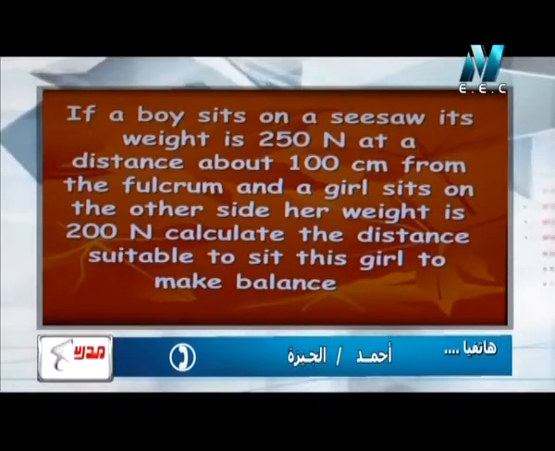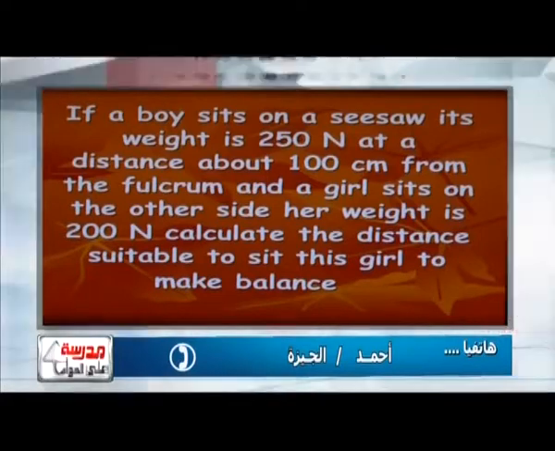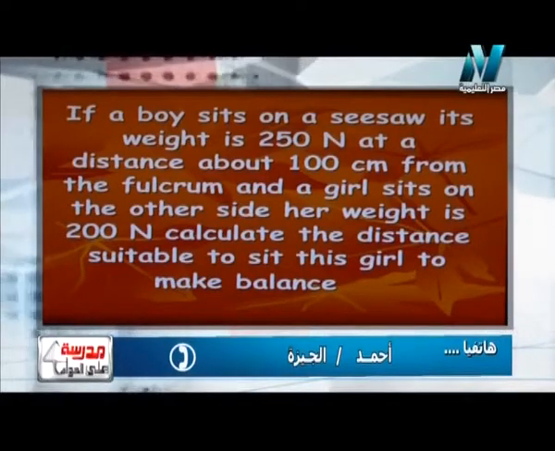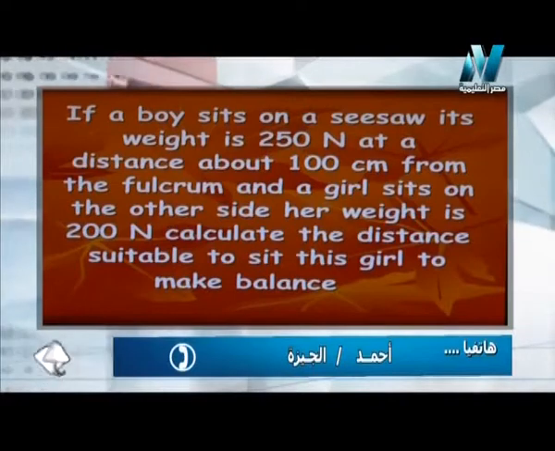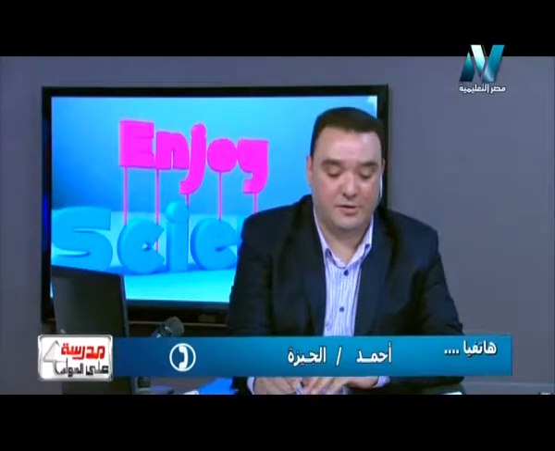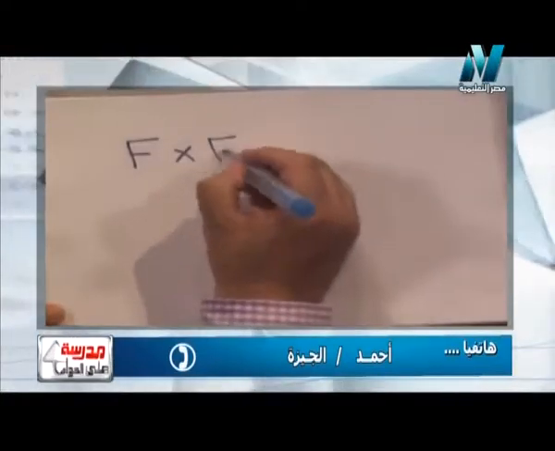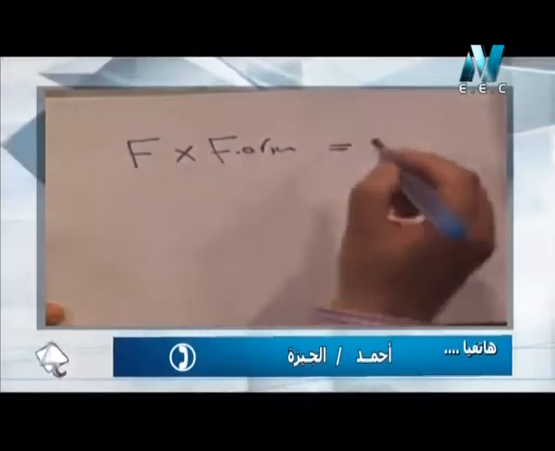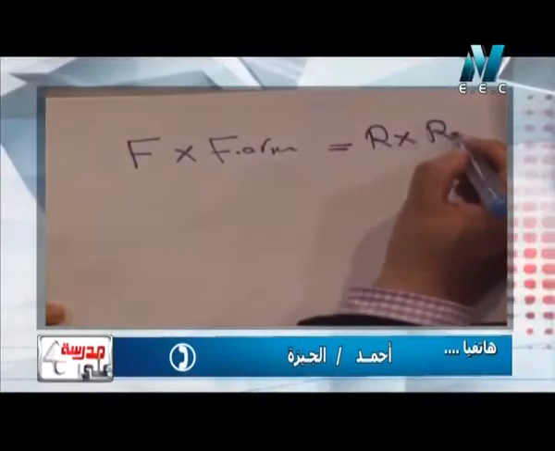First step, Ahmed: write the lever law. The lever law says that effort by its effort force arm equals resistance by its resistance arm.